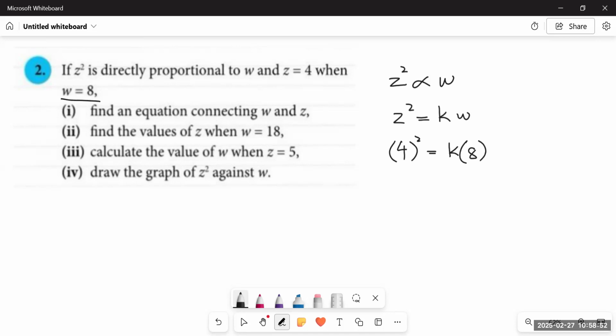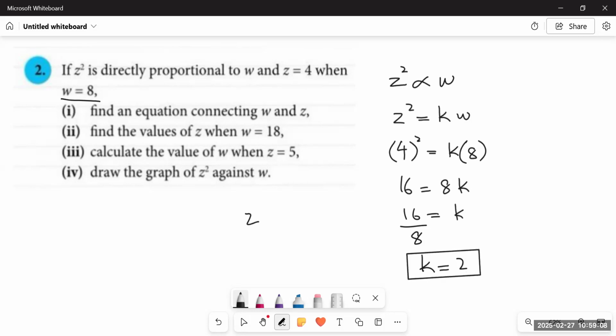So when we solve it, we get 4 4s are 16 equals 8k. It means k equals 16 upon 8, which is 2. So the constant over here is 2. And the equation formed would be z square equals 2w. This would be the equation that we have to use across the question.